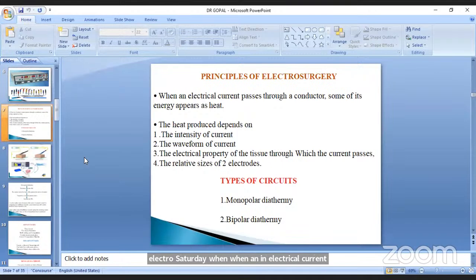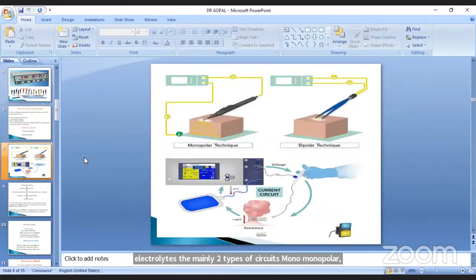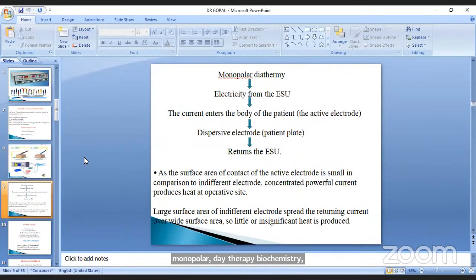The principle of electrosurgery: when an electrical current passes through a conductor, the energy appears as heat. The heat produced depends on the intensity of current, waveform of current, electrical property of the tissue through which the current passes, and the relative size of electrodes. There are mainly two types of circuits: monopolar diathermy and bipolar diathermy. This shows the techniques of monopolar and bipolar. In monopolar diathermy, the current enters the body of the patient, passes through the active electrode, and returns to the electrosurgical unit.